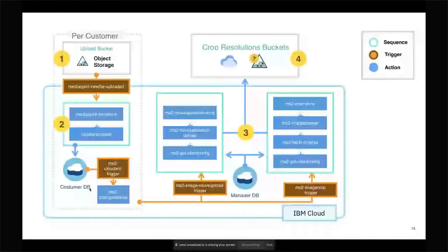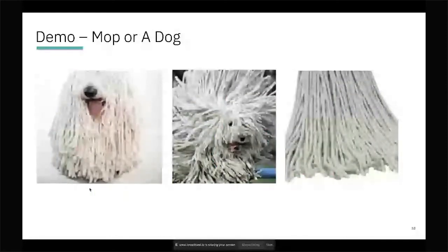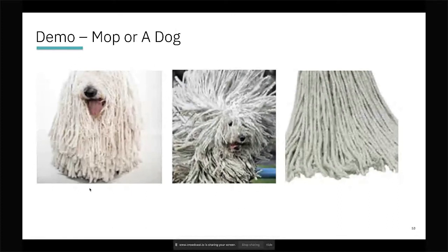So the second demo that I wanted to show you guys was mop or dog. So I have certain pictures, and I would like to feed them into my function, and would just like to check the tags on these particular images, try to check whether it's a dog or a mop.